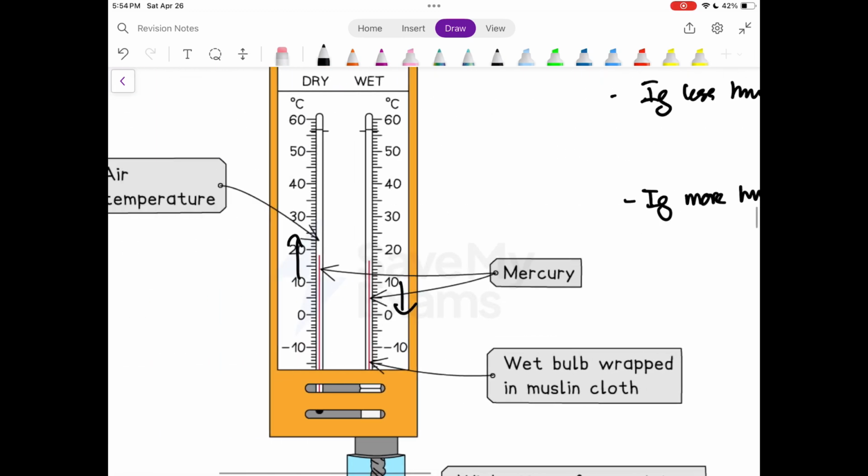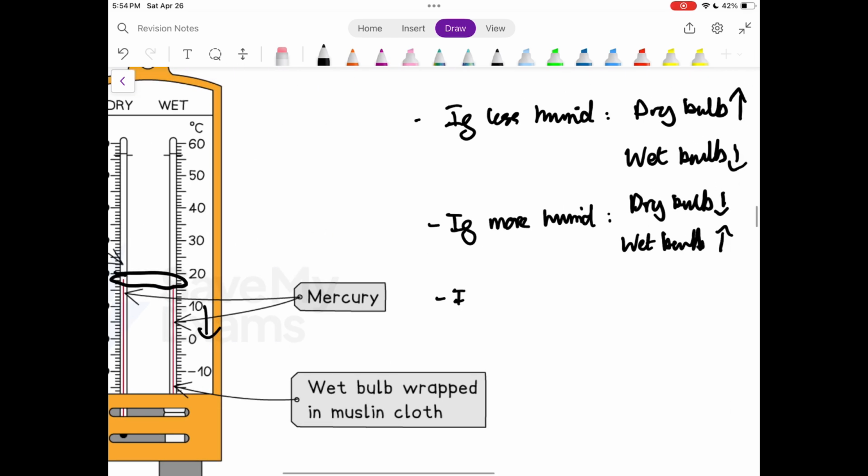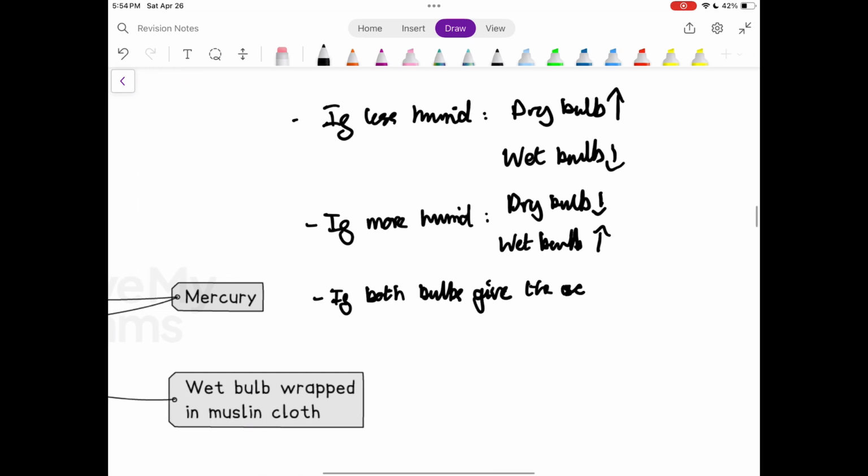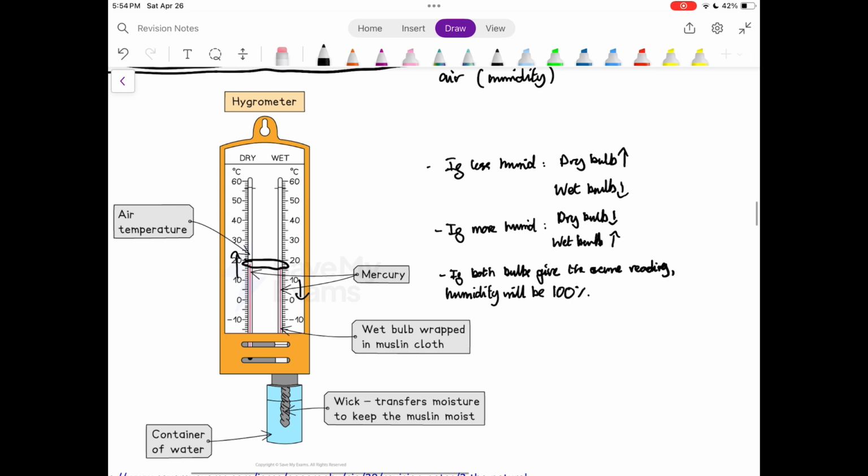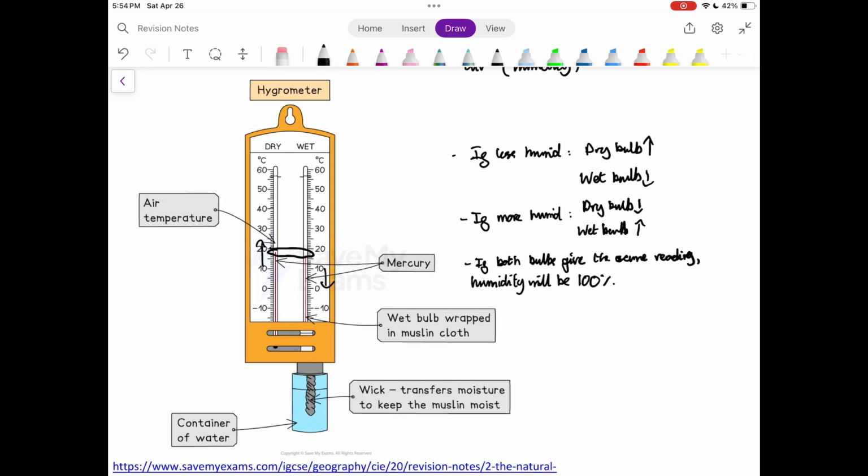But if both of them are at the same level, so if both bulbs give the same reading, humidity will be 100%. So just keep that in mind if you're ever asked to calculate the humidity. If they both give the same reading, then you would write down that the humidity is 100%.